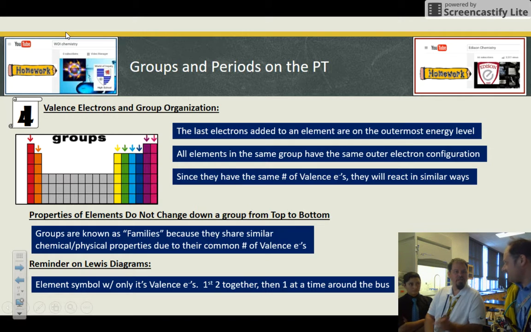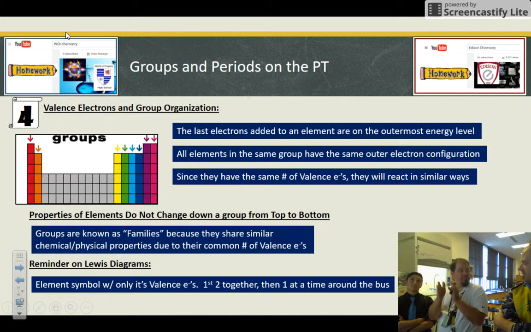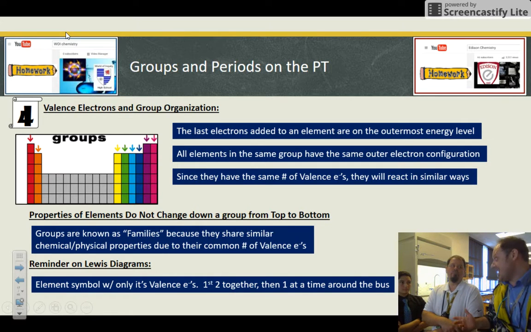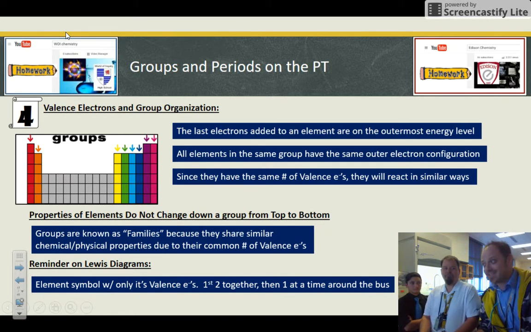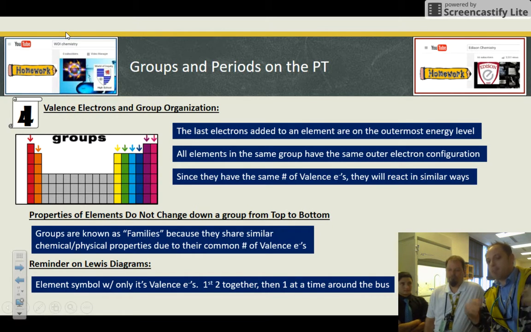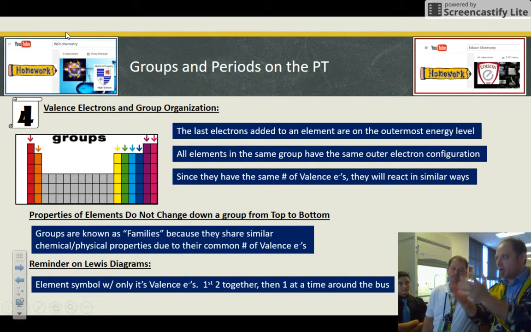It's the number in the ones column of the group. We used to call these groups 3A, 4A, 5A, 6A, and 7A, and then the transitions were the B way down, indicating the main group elements where this periodic pattern of valence electrons really holds up.